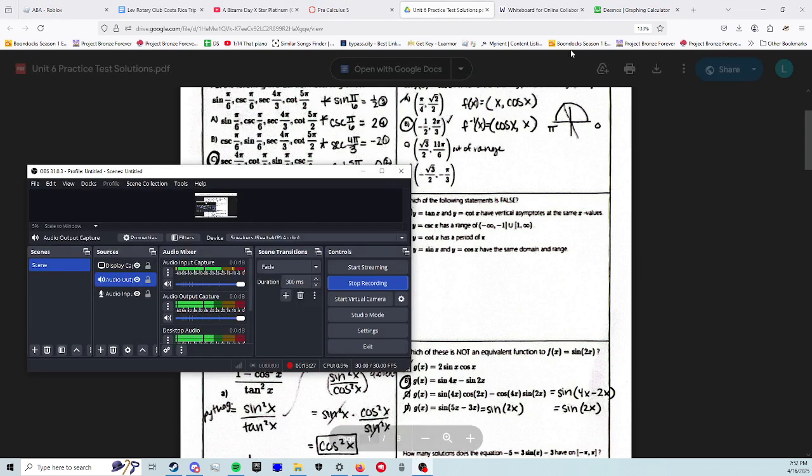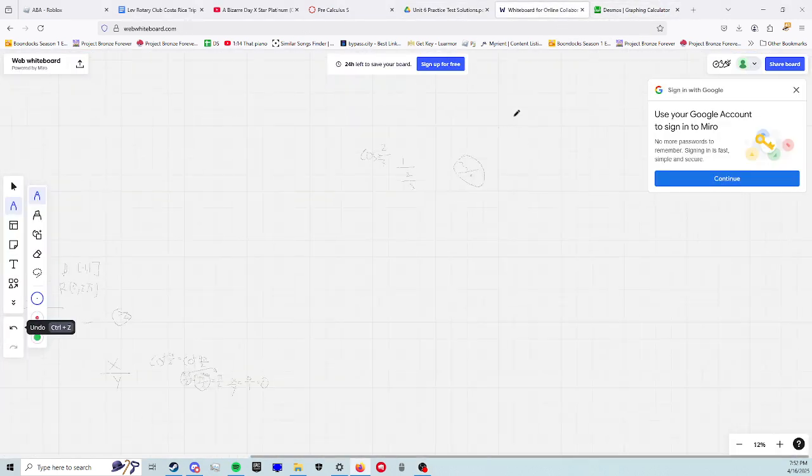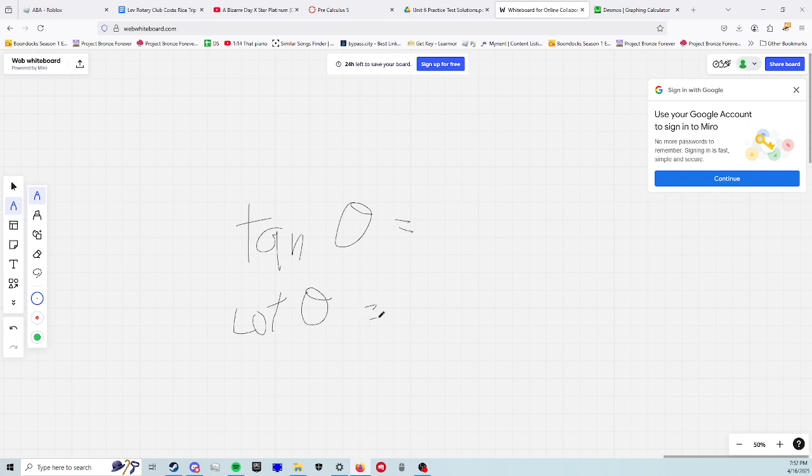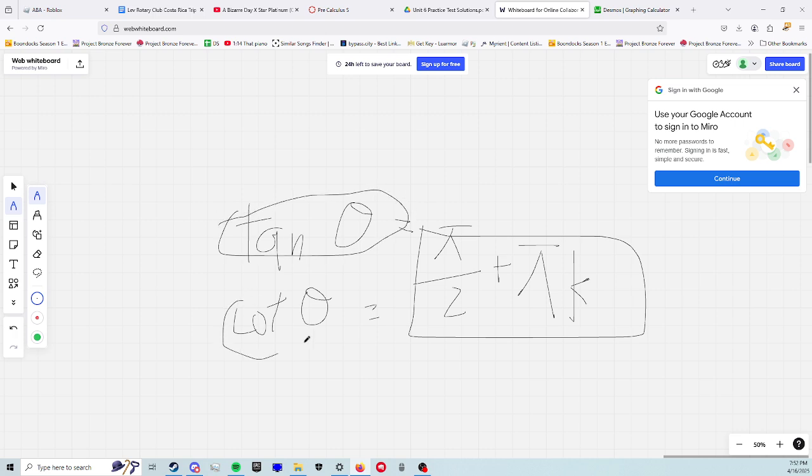Y equals cotangent x has a period of pi. So for tangent graphs, there's a special rule. Tan theta and cotangent theta have a special rule where it's pi over 2 plus pi k. This is the rule for vertical asymptotes. We can see this in tangent graphs, and if you graph it, you can see it in cotangent graphs.